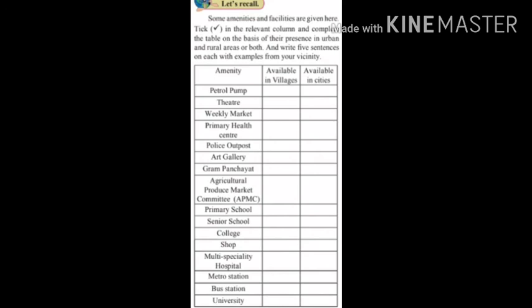Next one, bus station. Bus station is available in villages as well as in cities. Last one is university. University is not available in villages. It is available in cities only. Students, you have to write 5 sentences on each with examples from your vicinity on your own.